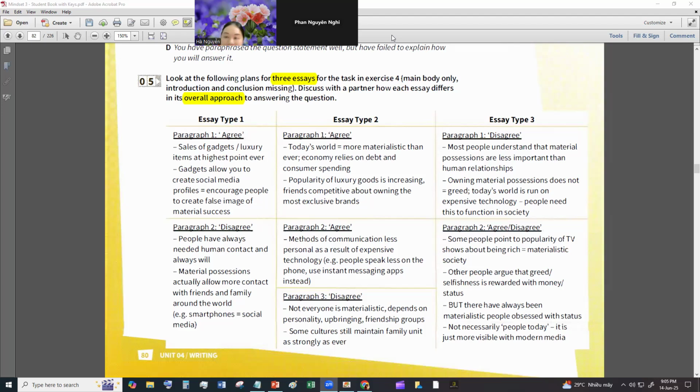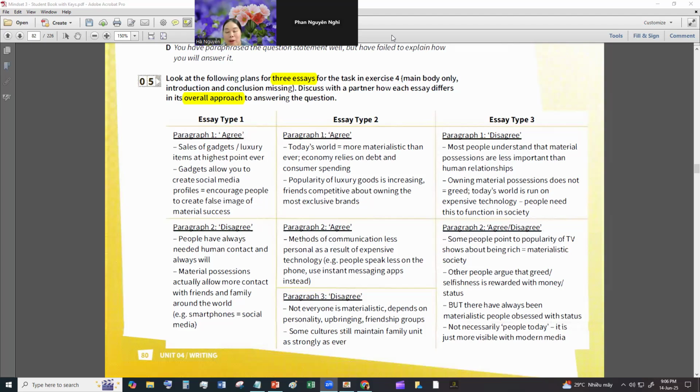I have finished. Okay, all right. So now let's analyze these three structures together. So now let's look at essay type 1. How many body paragraphs there are? There are 2 body paragraphs. Okay, what does paragraph 1 do, please? The paragraph one shows the writer's agreed points.